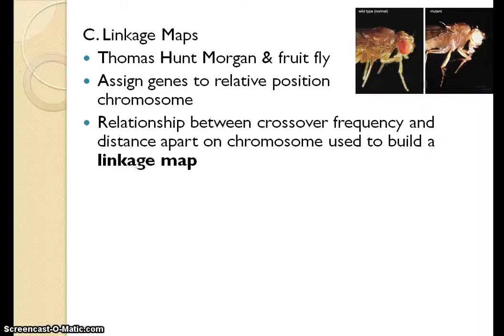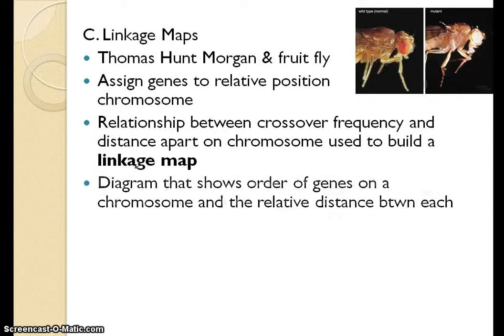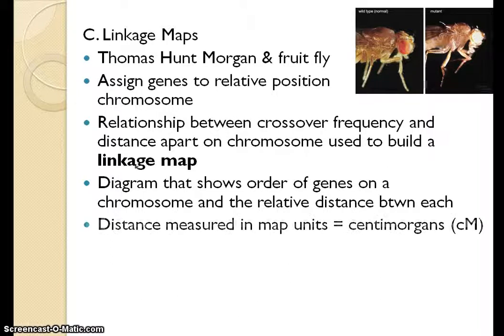He decided, or discovered, that there was a relationship between the crossover frequency, how many non-parentals there were, and how far apart they were on the chromosome. And he used the number of crossovers, or number of recombinants, to build a linkage map. He basically created a map, a diagram to show the order of the genes on a chromosome and a relative distance between each.